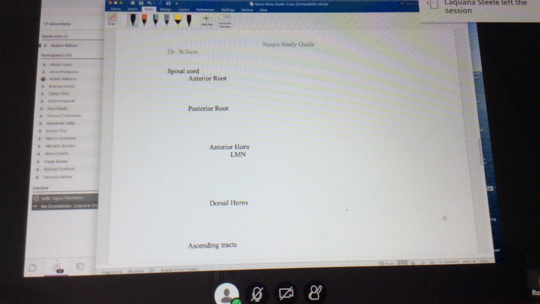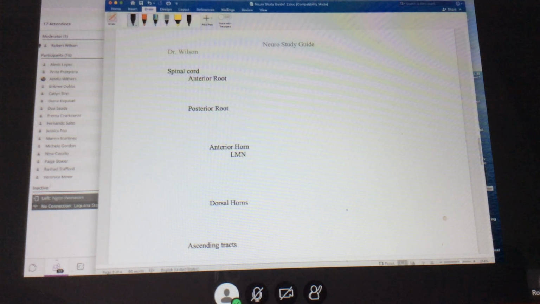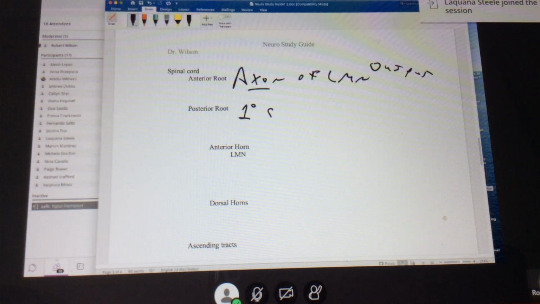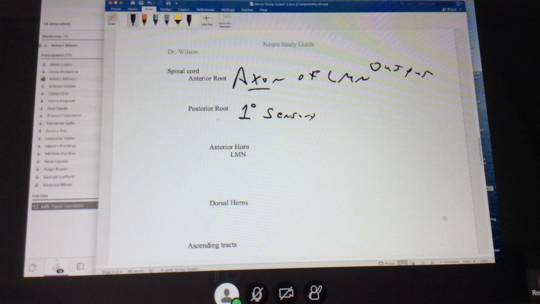Okay, next we get into the spinal cord. You definitely need to know the anatomy and what their function is. So we have the anterior root. The anterior root, remember, are axons of lower motor neurons. These are the axons, so this is the output for motor. The posterior root is first order sensory axons.